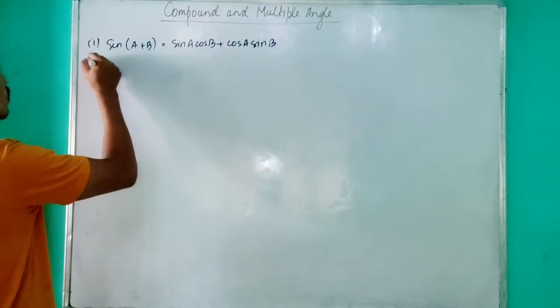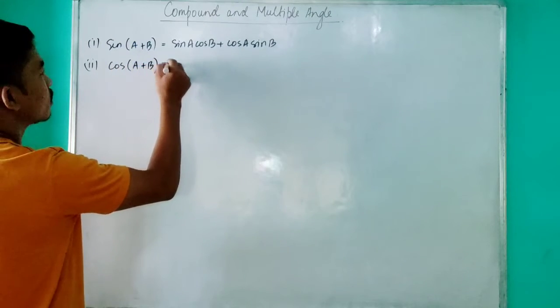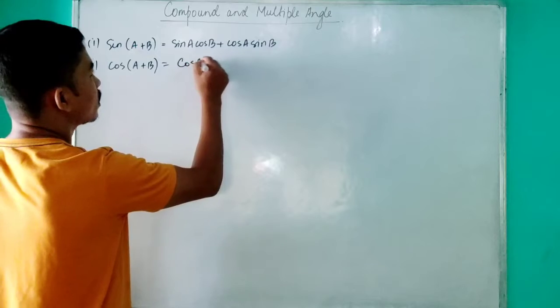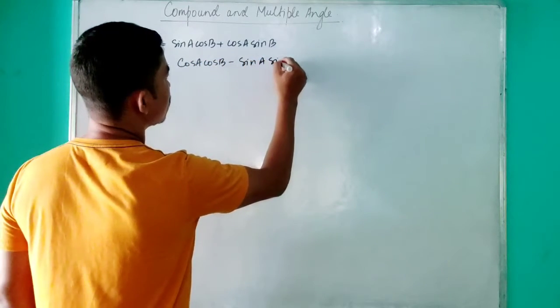The second is for cos of a plus b. In this case it will be cos a cos b minus sin a sin b.